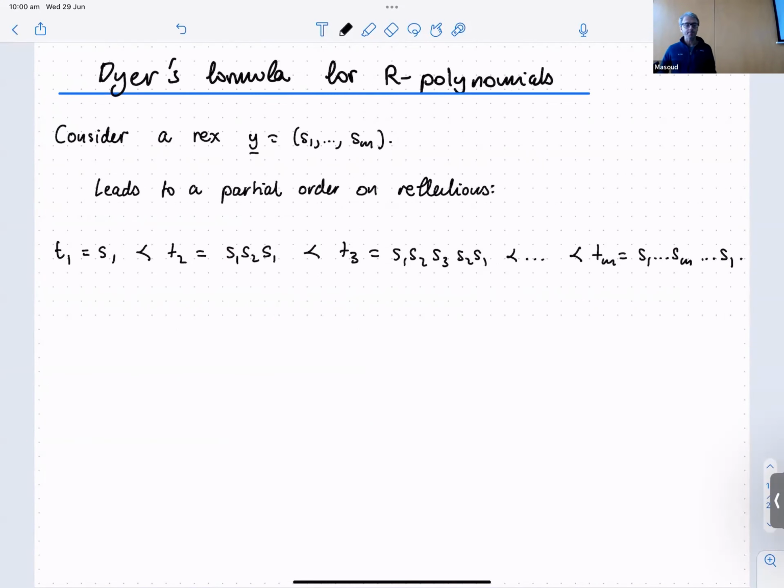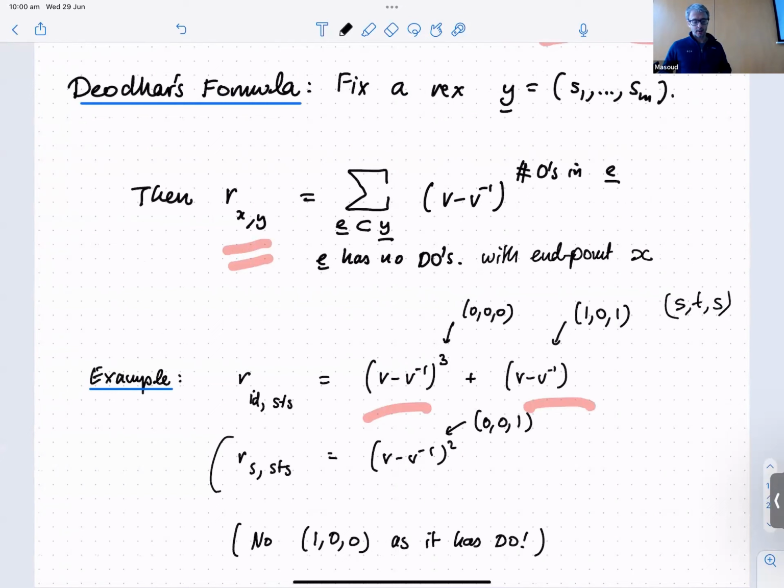Now we have Dyer's formula. Deodhar's formula is very nice, but it really depends on this reduced expression for Y, the reduced expression starting at the identity all the way up to Y. If I think about the combinatorial invariance conjecture, I have some element Y that's very far from the identity, and my X might be quite close to Y. So the fact that Deodhar's formula involves this journey all the way from the identity up to Y means that it's not so useful for attacking combinatorial invariance.